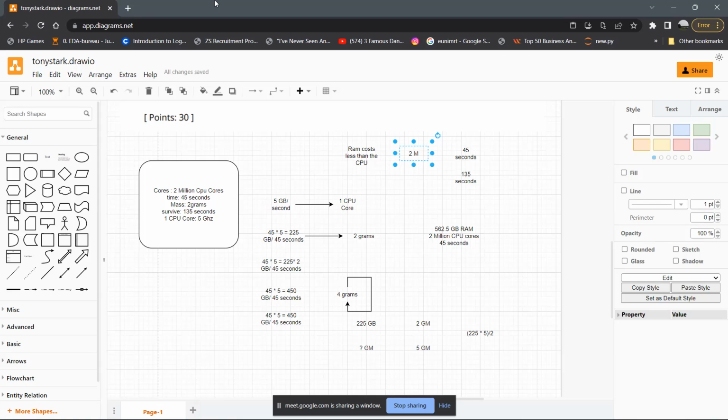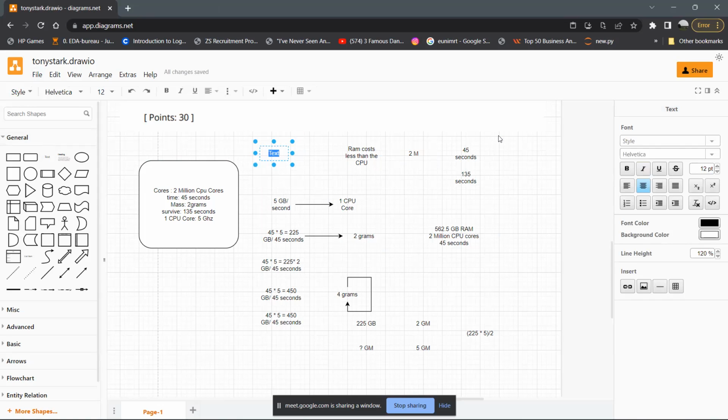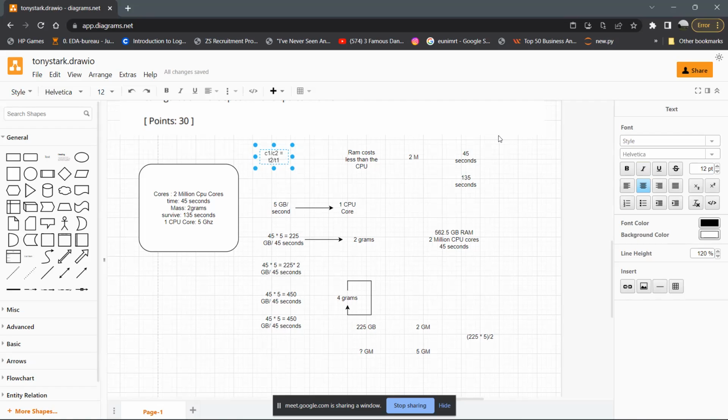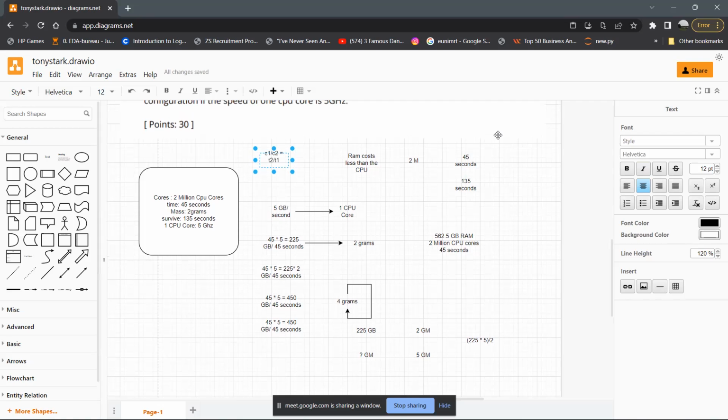What I'm struggling with is the reverse calculation, right? But I'm getting 666,666 cores. So 666,666 cores would do it in 135 seconds. Yeah, it's almost that much only.